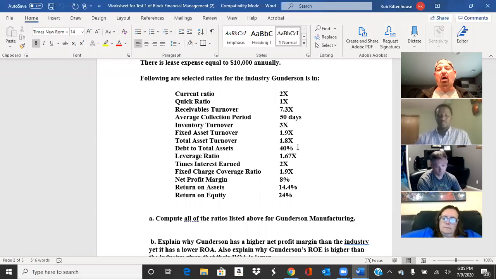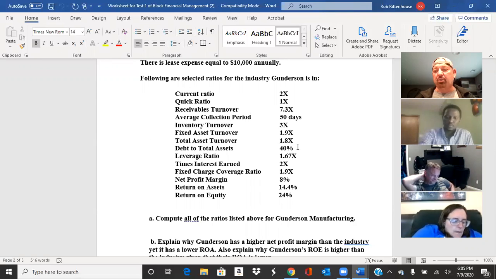So we, being Gunders, are a bit more leveraged than the industry, which means they're taking on a little more financial risk by having more debt. Because remember, debt is your cheapest form of financing, but it's also your most risky form.